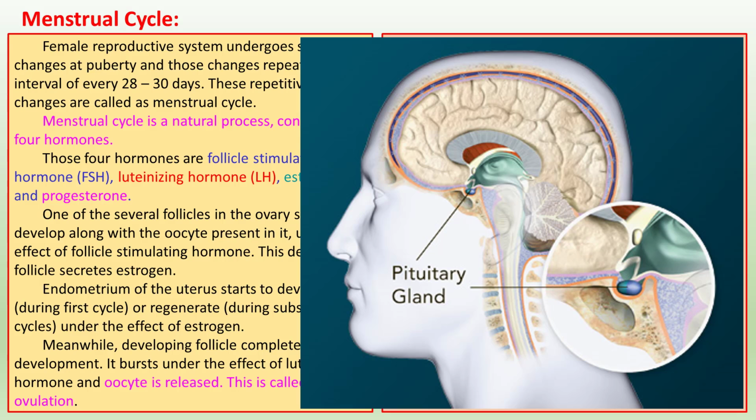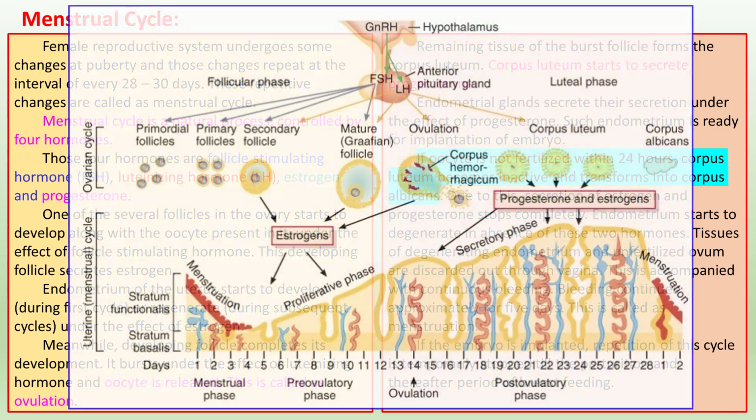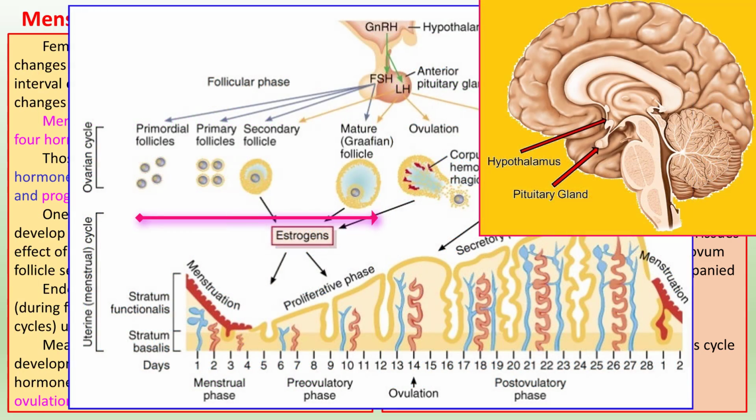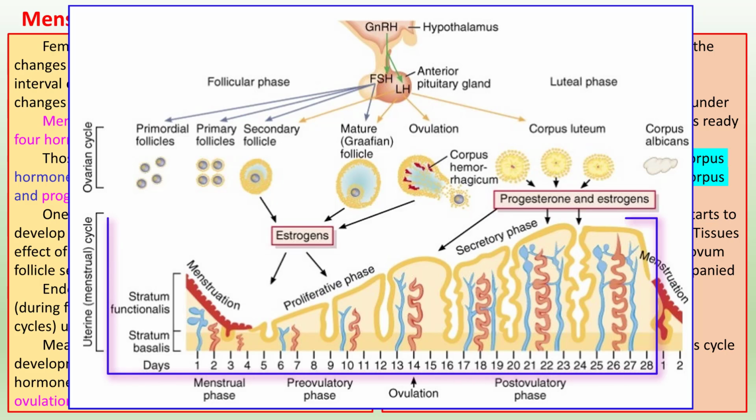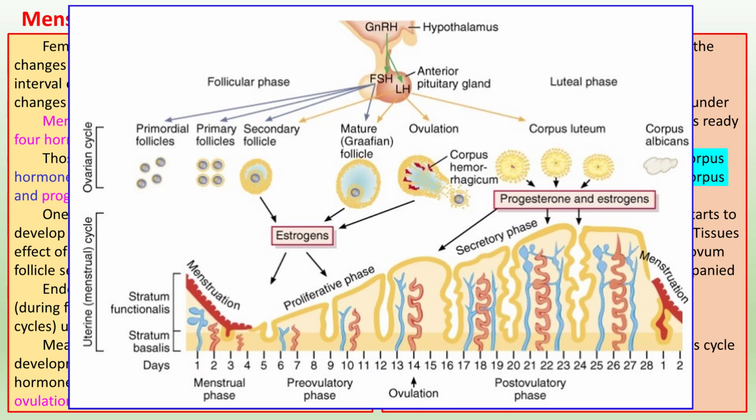One of the several follicles in the ovary starts to develop along with the oocyte present in it under the effect of follicle stimulating hormone from the pituitary gland. This developing follicle starts secreting the hormone estrogen. The endometrium, the layer of the uterus, starts to develop during the first cycle and it regenerates under the effect of estrogen.